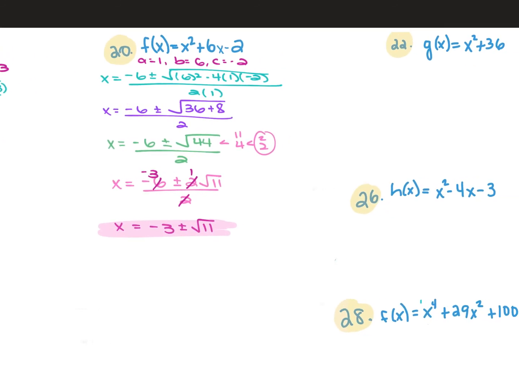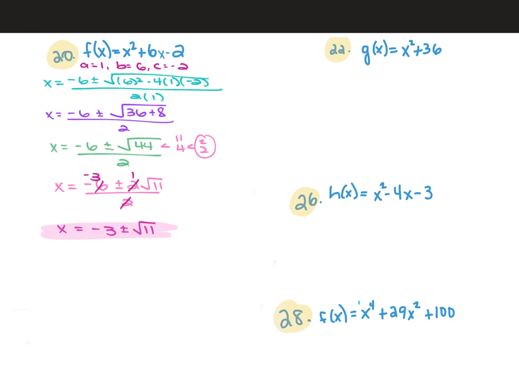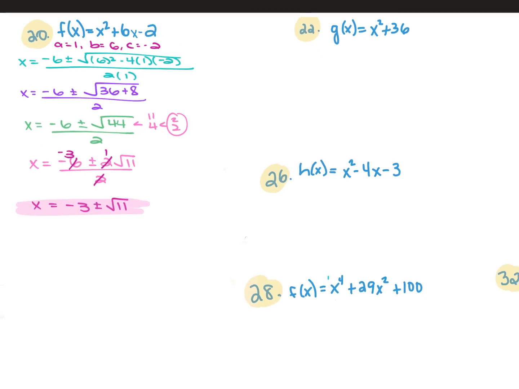For 22, we have g of x is equal to x squared plus 36. For this one, you can use the quadratic formula by saying that your a is 1, your b is 0, your c is 36, and work with it that way if you'd like to. Or you can take what you have there, which is that x squared plus 36, set it equal to 0, and then solve for x. Move your 36 over, subtract it from each side. This is going to leave you with x squared is equal to negative 36.